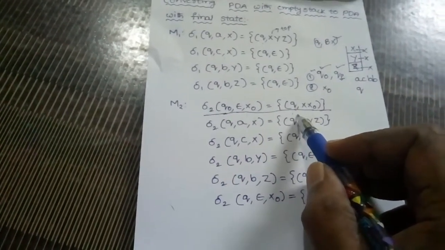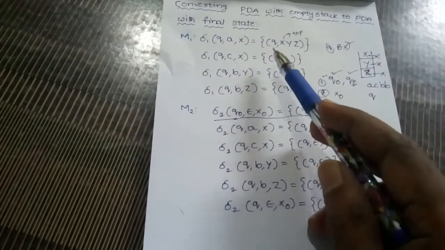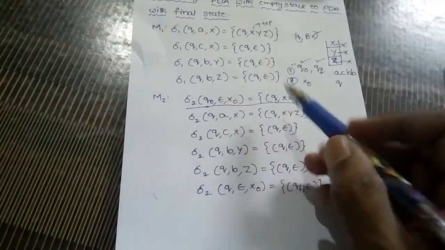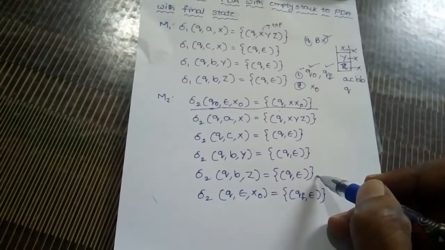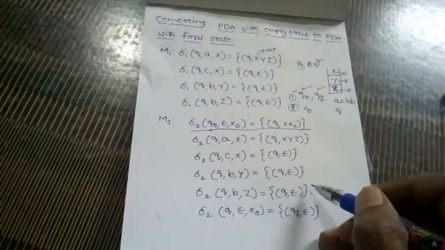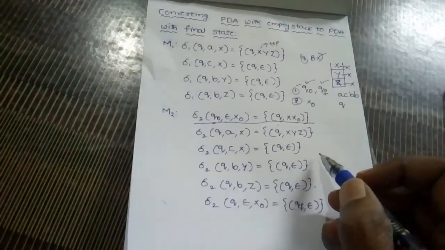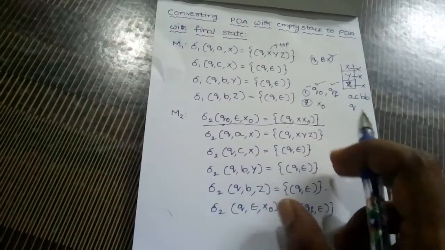Now from this onwards, from the second move onwards, we have to write all the moves whatever are there in the given PDA with empty stack as they are. Just see, only delta 2 is different, the remaining are all the same, isn't it? So that's why we can say almost 90% of the solution for this heading is there in the given problem itself. We are just copying almost from the given problem into the solution.